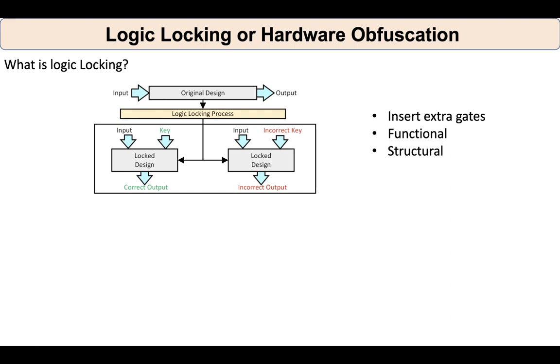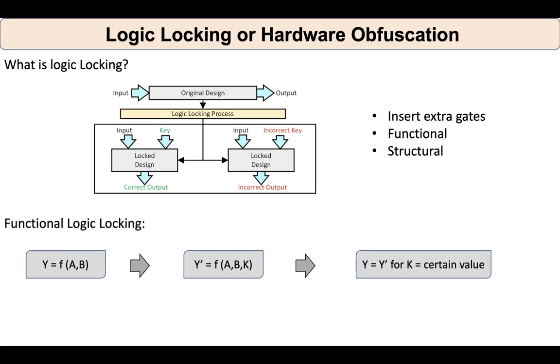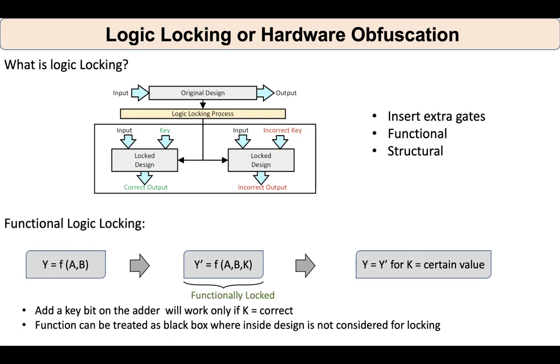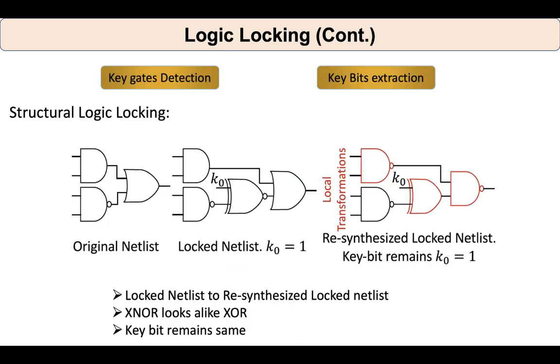There are two types of logic locking, functional and structural. In functional logic locking, a key gate is inserted on a device. For example, if I add a key gate in here, it will be functionally locked and it will work if the correct key bit is inserted there. But functional logic locking keeps some trace on key gates, and detection opens the door for key bit extraction.